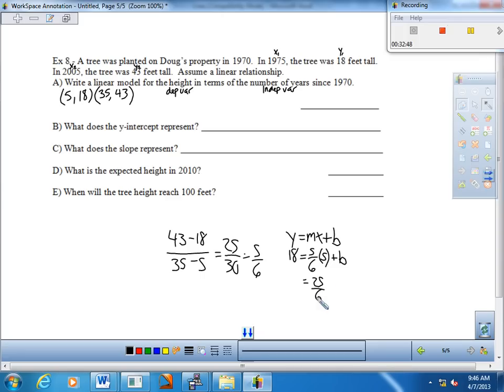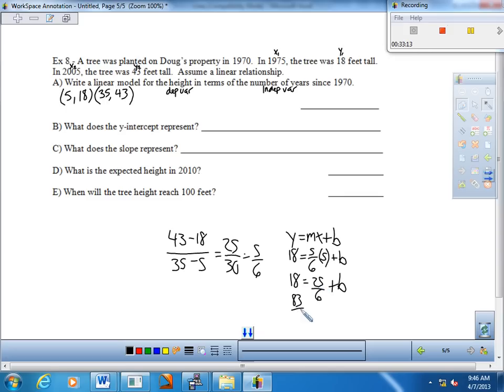25 over 6, 18 plus the b. And let's see, if I'm going to subtract this on over, I'll keep it as an improper fraction, at least for the moment. I'm getting a 108 over 6 on this end. And so 108 over 6 minus 25 over 6.